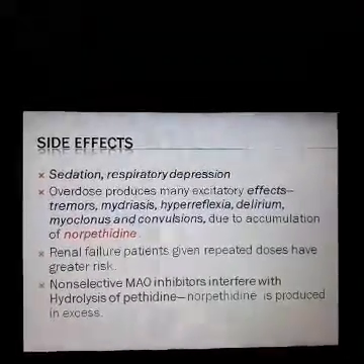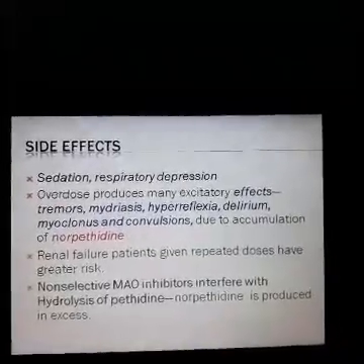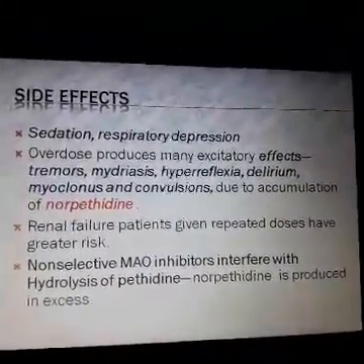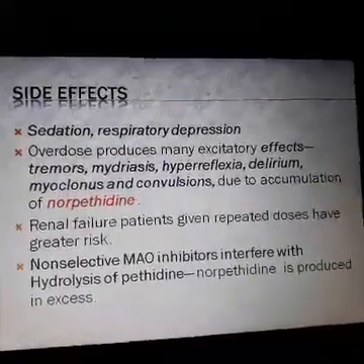Non-selective MAO inhibitors interfere with the hydrolysis of pethidine, so norpethidine is produced in excess. So once again, pethidine and non-selective MAO inhibitors should not be given together because of accumulation of norpethidine, which has some excitatory effects like hyperreflexia, delirium, myoclonus, and convulsion.